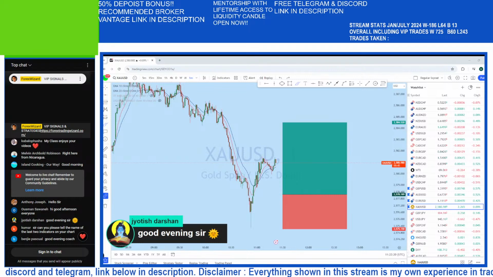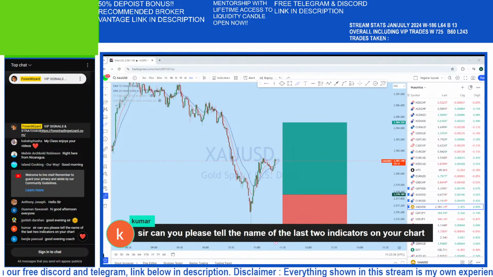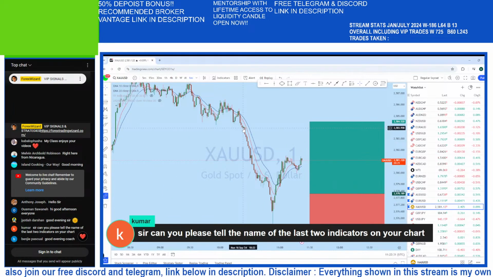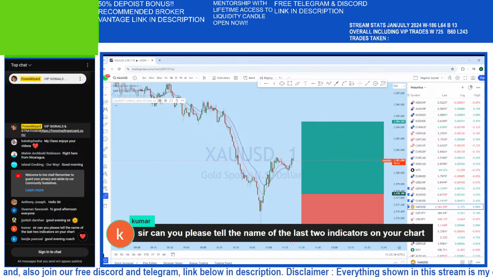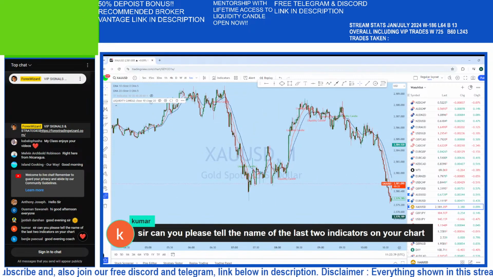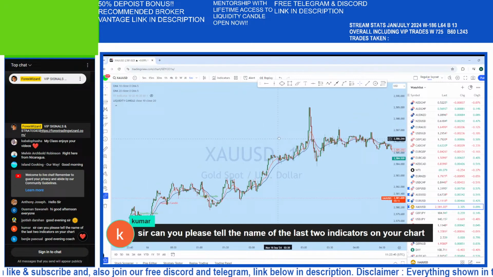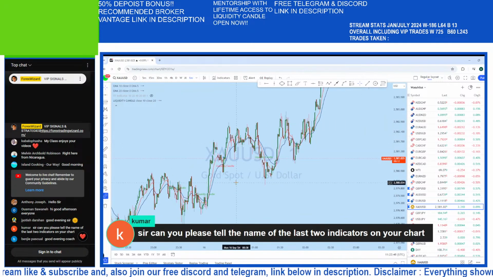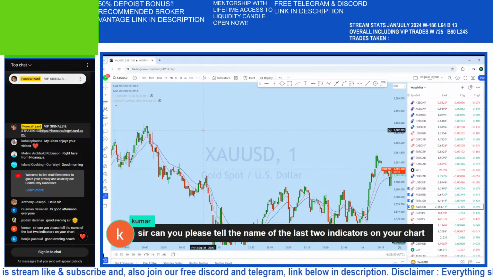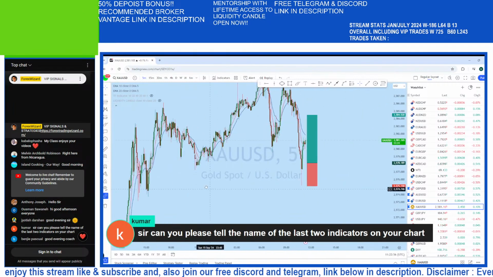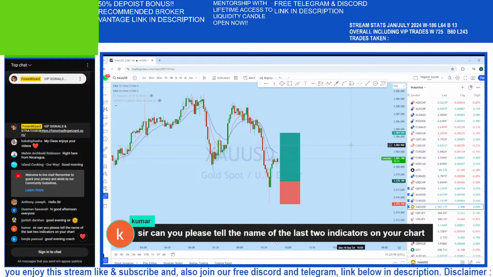So can you please tell me the name of the last two indicators on your chart? Yeah, so the two indicators that you can see on my chart are these two. So that one is our liquidity candle. Probably you have seen the video that I posted 2 days ago about the liquidity candle. If you haven't watched that video, I would recommend you watch it right now. I have explained in depth what it is, because this is the smart money trading secret.